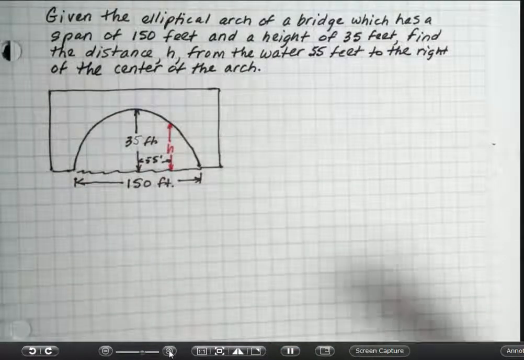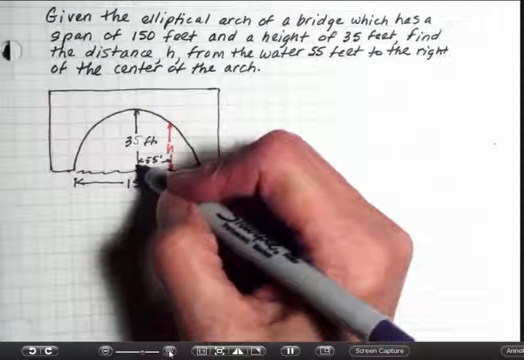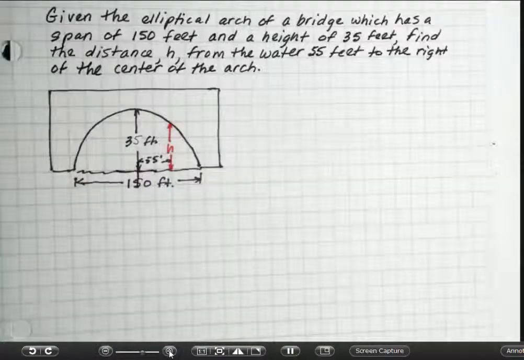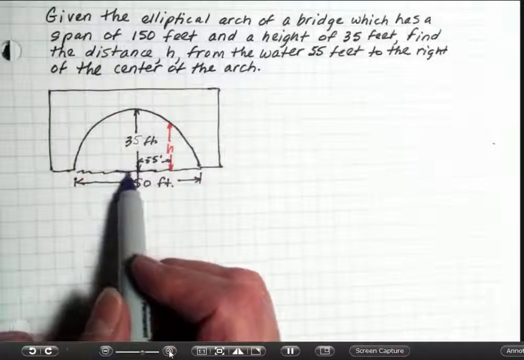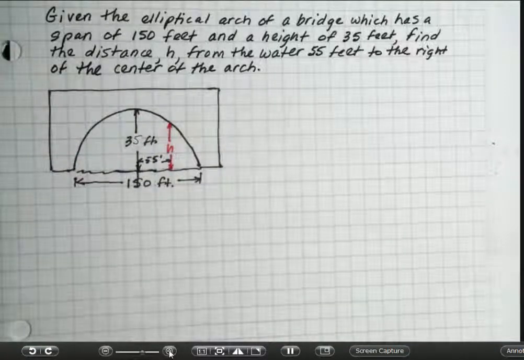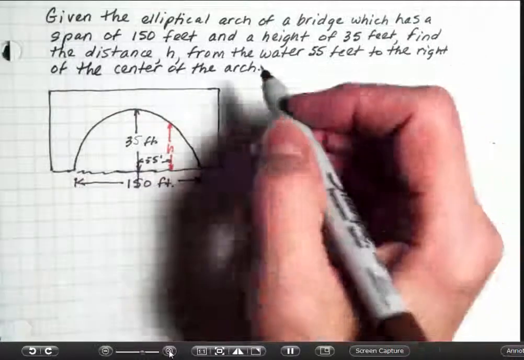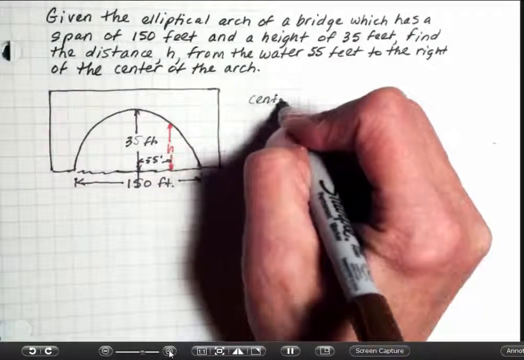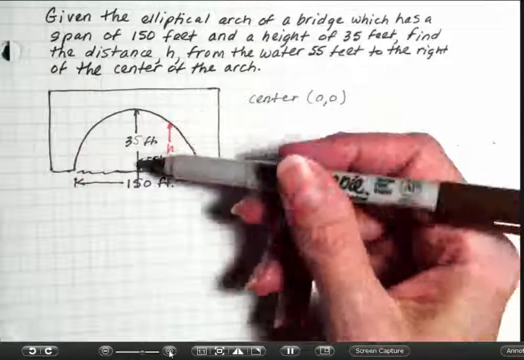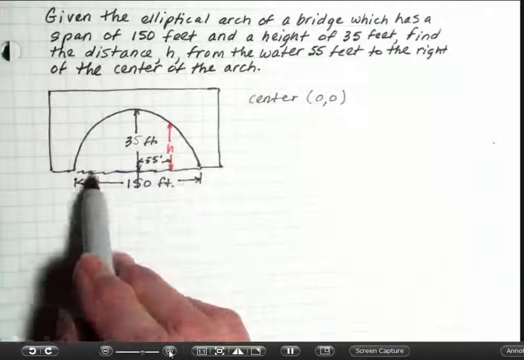So what I'm going to do is make a little coordinate system, and I'm going to have the origin of my coordinate system be right at the water line. This is going to be my x direction, this is going to be my y direction. And I'm going to have the center of my ellipse be right at the origin. So I'm going to have a center of 0, 0. I'm going to be going left and right farther than I am up and down. So that means my major axis is along the x-axis.